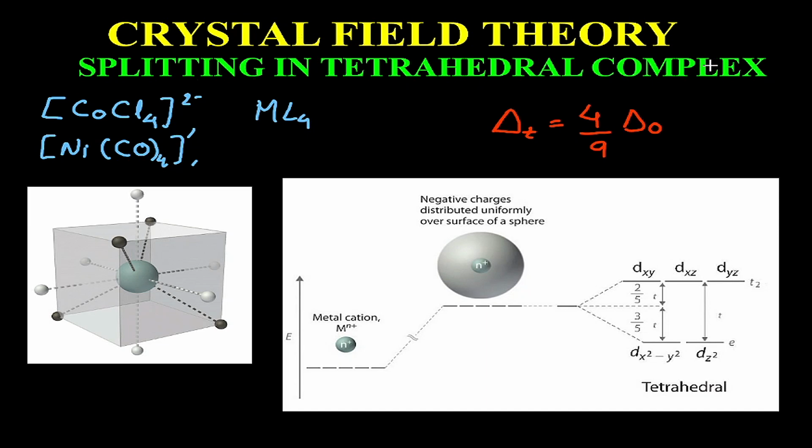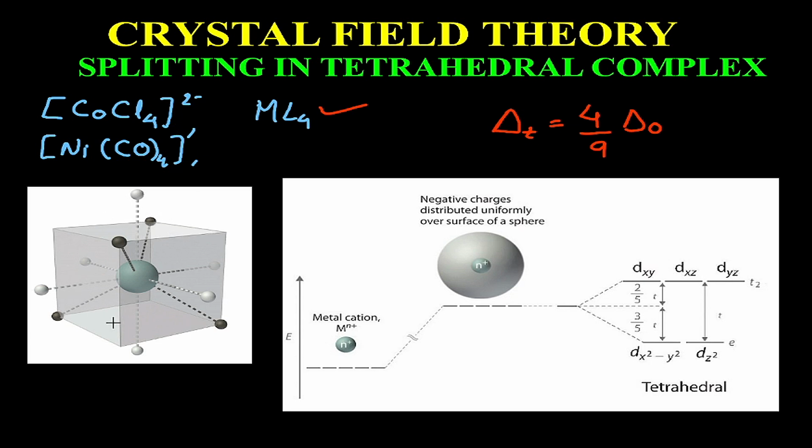Today under crystal field theory, we will be looking at crystal field splitting in a tetrahedral complex. Generally, tetrahedral complexes are of the type ML4. A few examples are CoCl4 2- and Ni(CO)4. These are a few of the very popular examples of a tetrahedral complex.